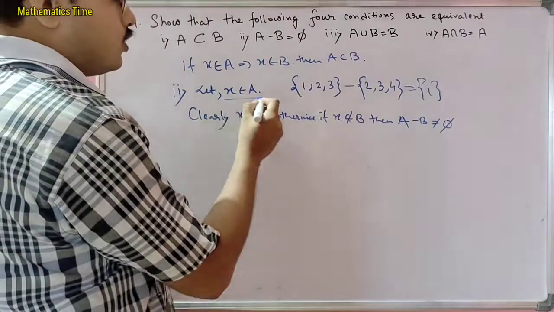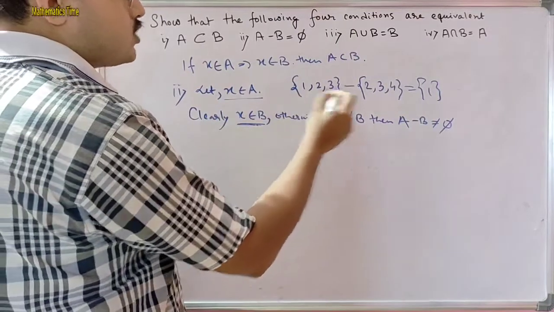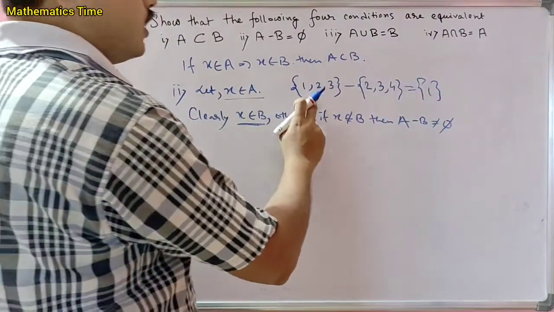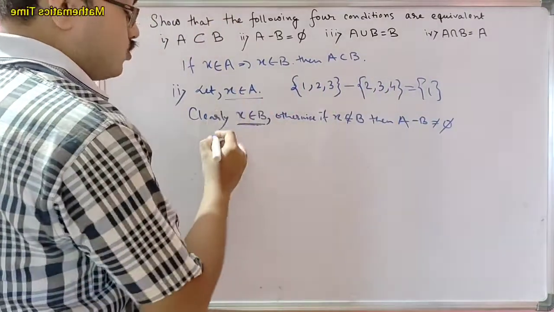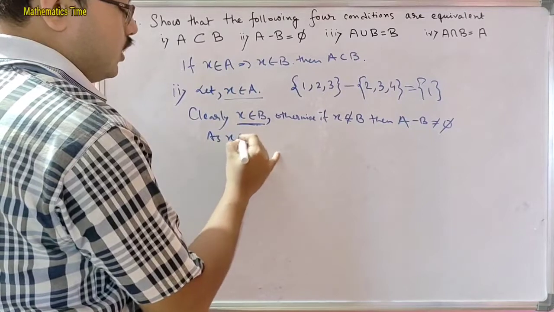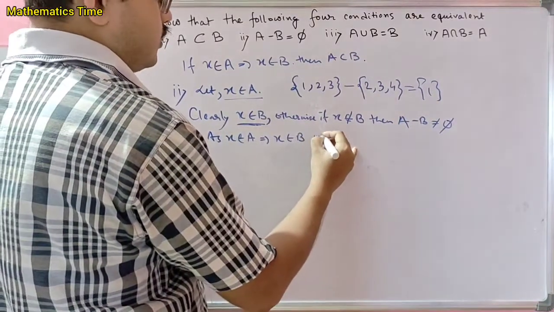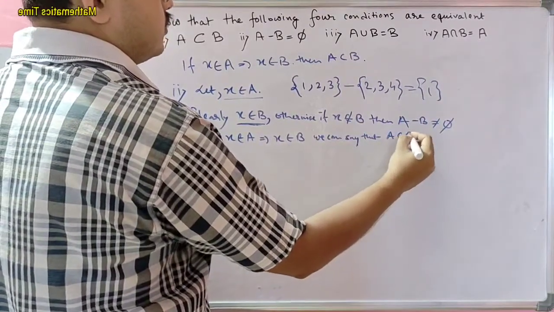So if x belongs to A, then we must imply x belongs to B. 1 must be in B to get the result of the null set. Every element of A must be in B to get the null set. So as x belongs to A implies x belongs to B, we can say that A is a subset of B.